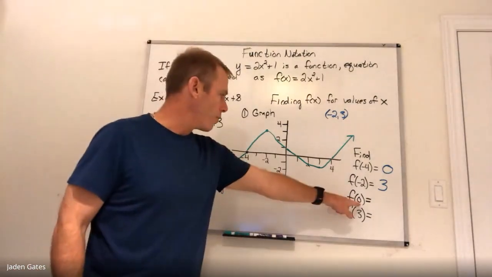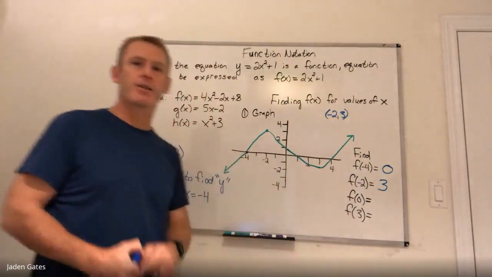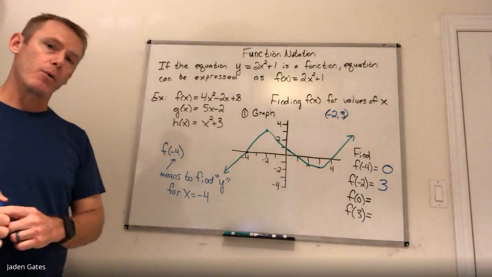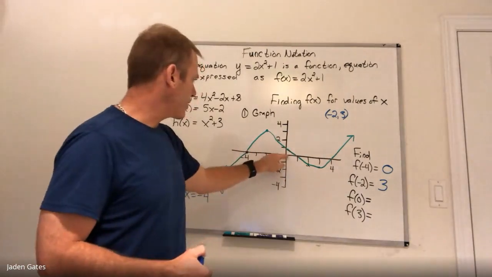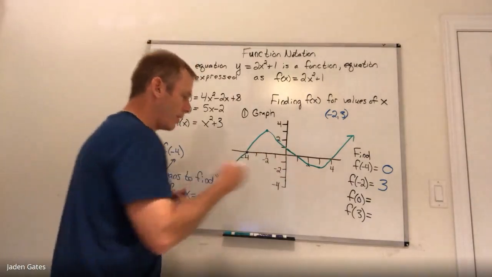I have f of 0. So again, my x is 0. I want to find my y value, so I take a look at my graph. Don't go left or right. There's my x is 0. I go up, and it is 1.